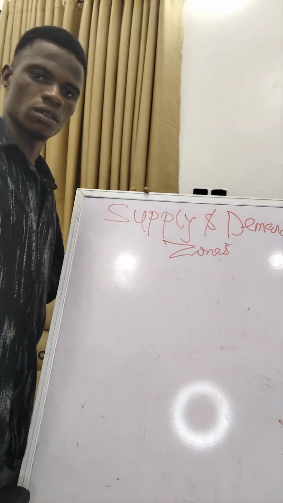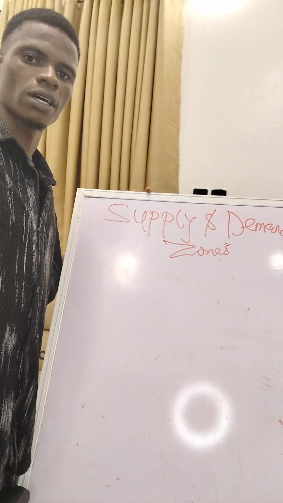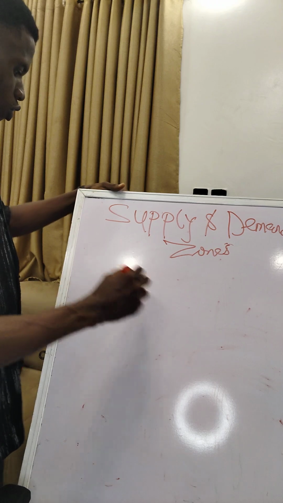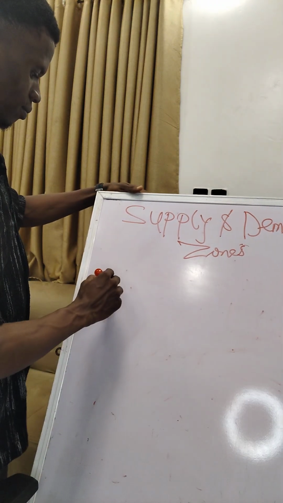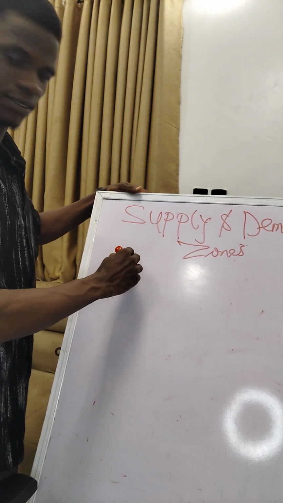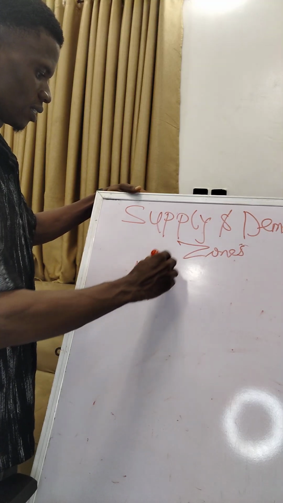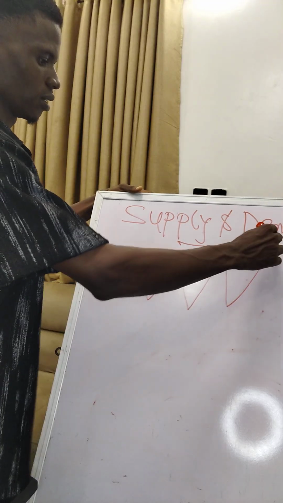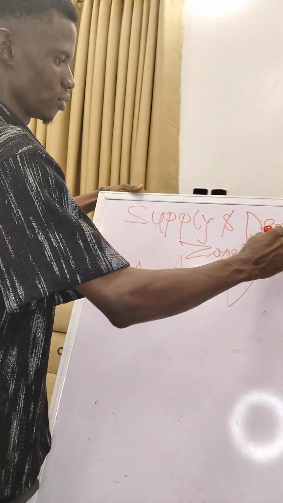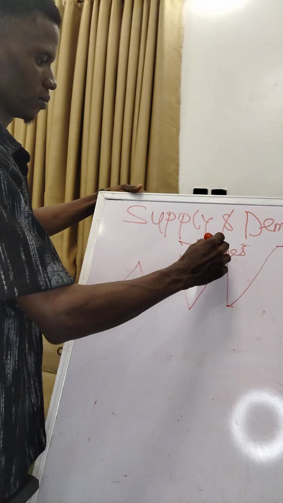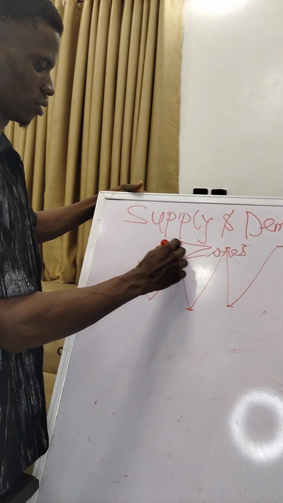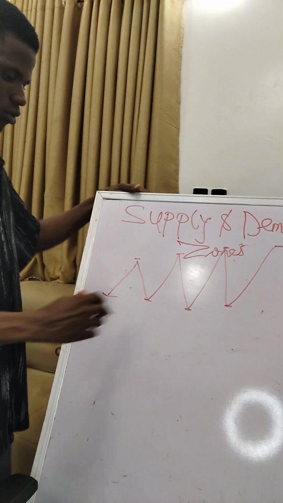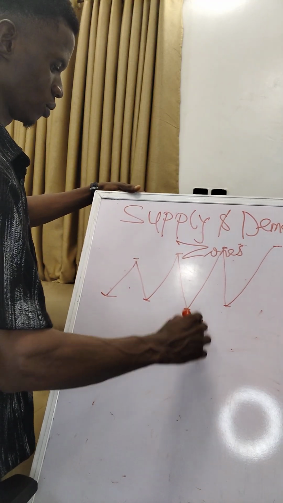I'm going to use both higher highs and higher lows, uptrend and downtrend. Now, for uptrend, we have higher high, higher low, higher high, higher low, higher high, higher low, higher high. This is your high, this is your low, this is your high, your low, your high, and your low. So this one is for uptrend.